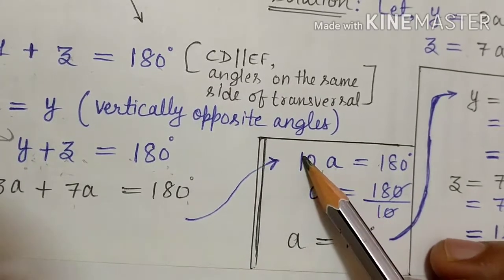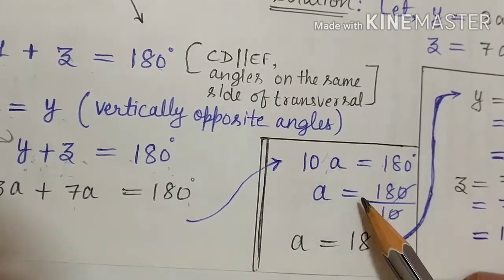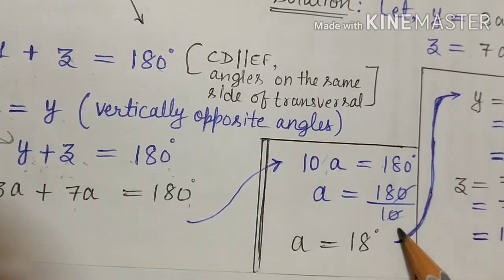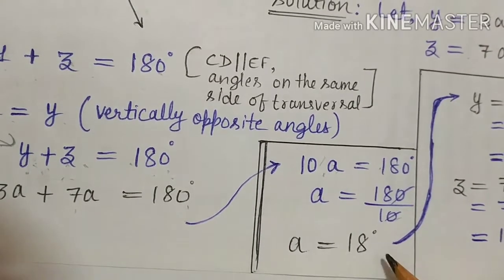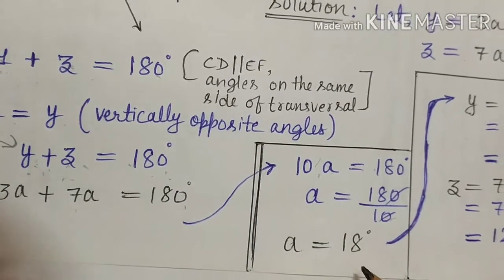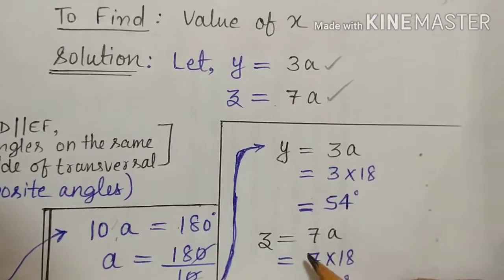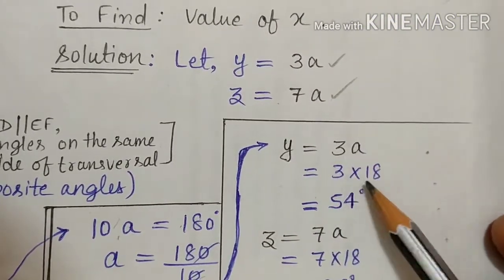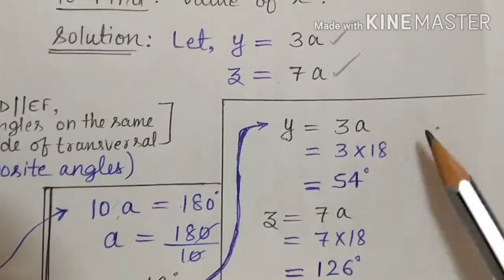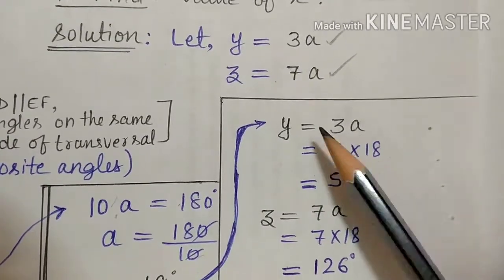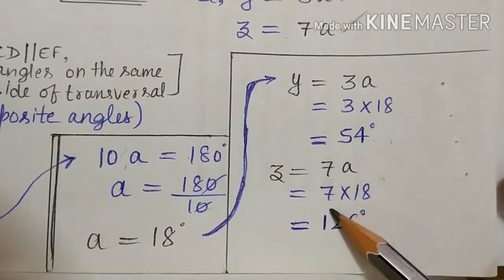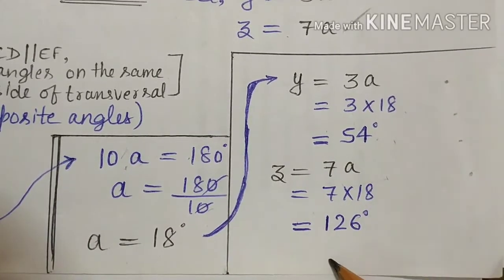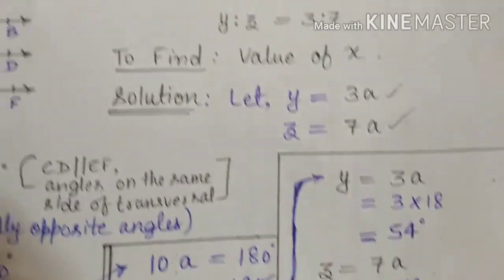Now a will remain here. 10 will go downside because it is in multiplication form. So 180 divided by 10 comes how much? 18 only. So the a value we got is 18 degree. On the basis of this a, we can find the y value and z value. So y value is 3a, so 3 multiplied by 18, because a value is 18. So 3 into 18, 54 degree. So y value is 54 degree. Z value is 7a. So 7 multiplied by 18 comes how much? 126 degree.